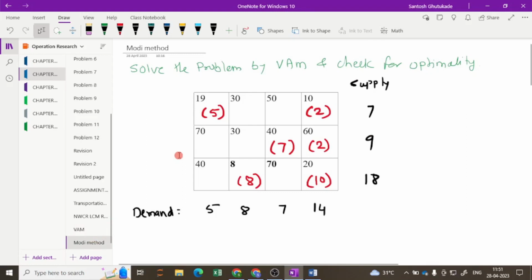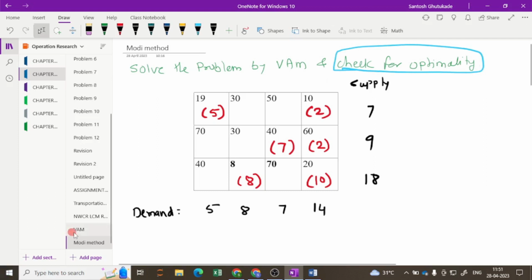Hi students. So we are solving the problem by the transportation model. In the last lecture we solved the problem by the VAM method. Now we will check the problem with the modified distribution method, or MODI method, as a check for optimality.